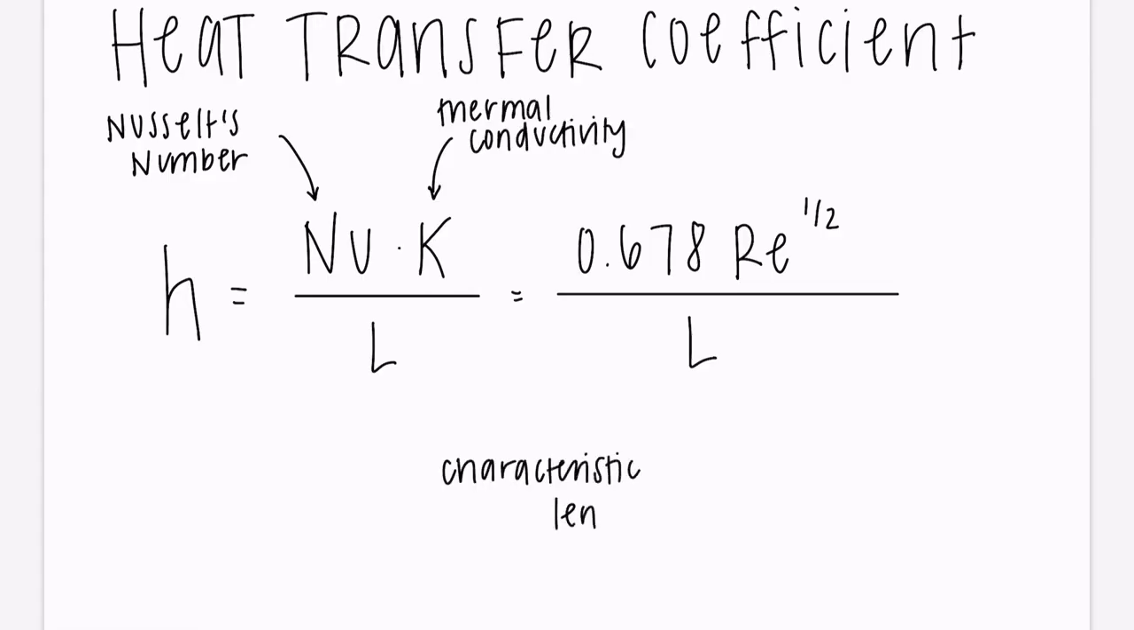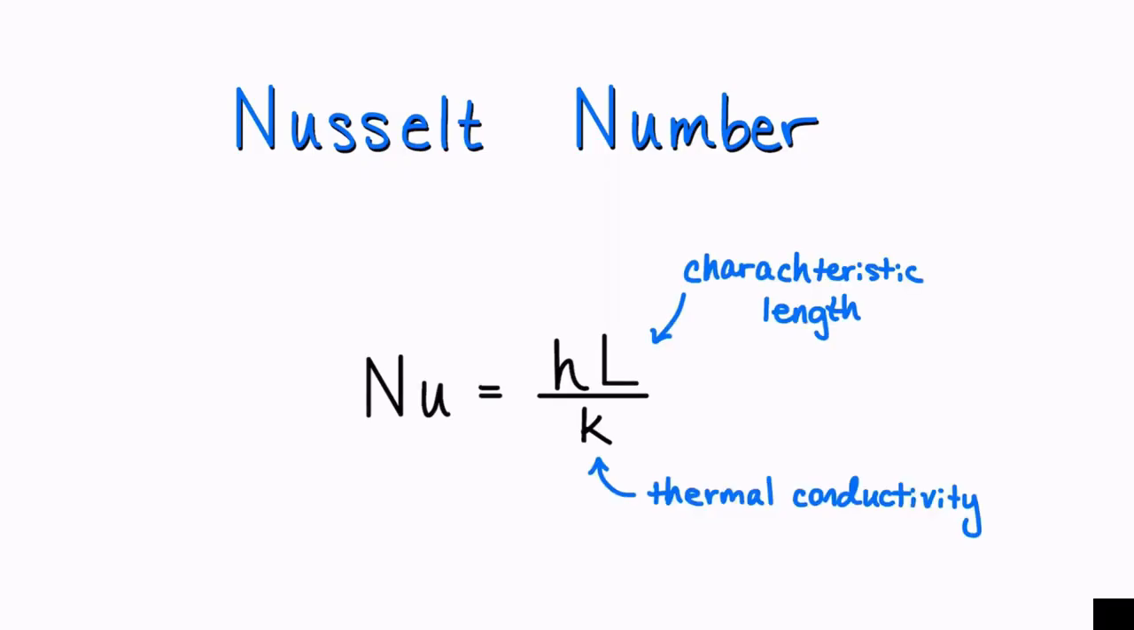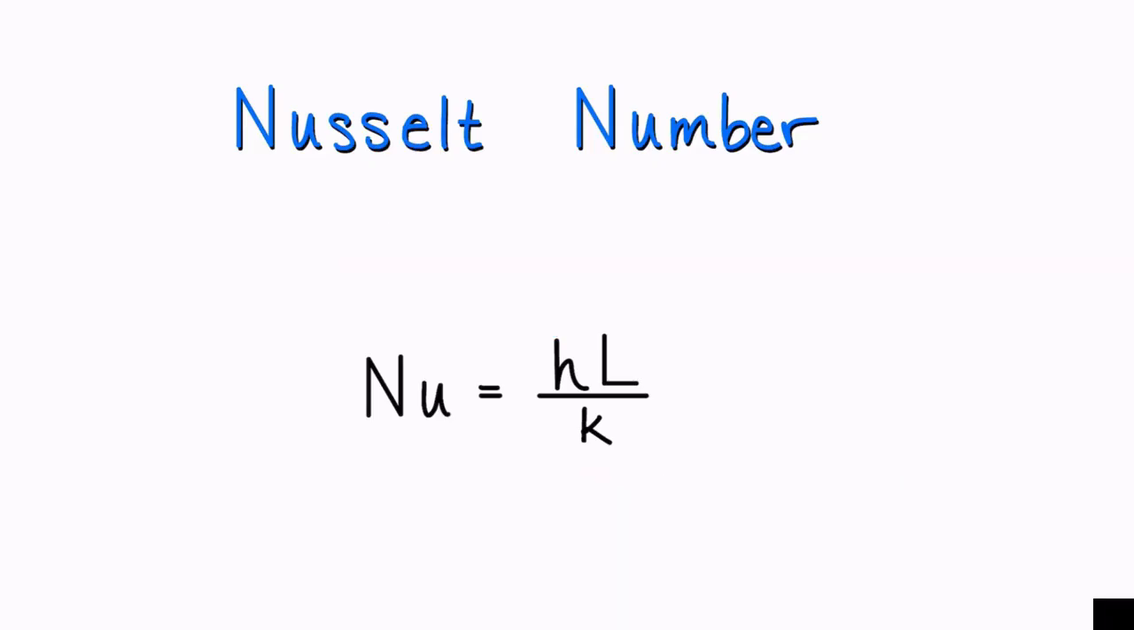This value is equal to the constant 0.678 times the square root of the Reynolds number divided by the characteristic length. The Nusselt number is defined as the convective heat transfer coefficient times the characteristic length over the thermal conductivity of the fluid. It is a ratio that tells us whether convection or conduction dominates the heat transfer.